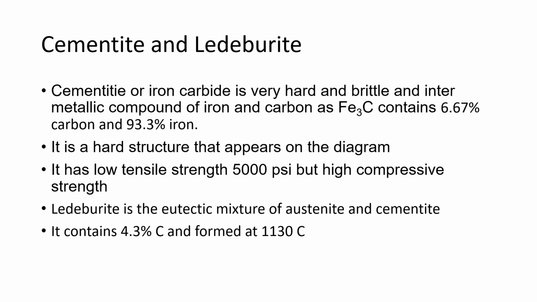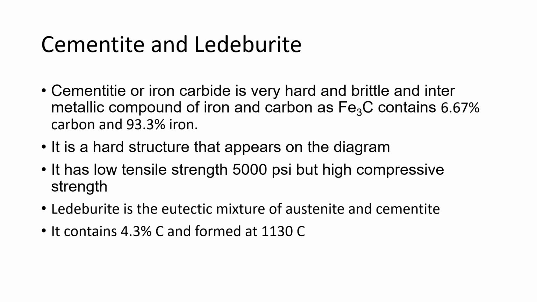Cementite and ledeburite. Cementite or iron carbide is a very hard and brittle intermetallic compound of iron and carbon. Iron carbide contains 6.67% carbon. It is the hardest structure that appears on the diagram. It has low tensile strength, approximately 5000 psi, but high compressive strength.